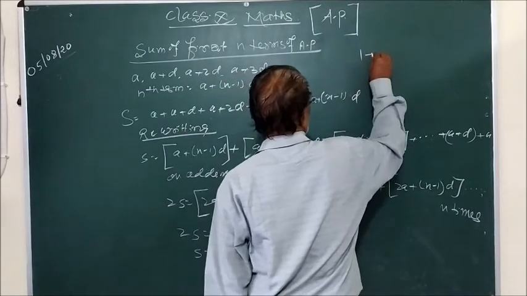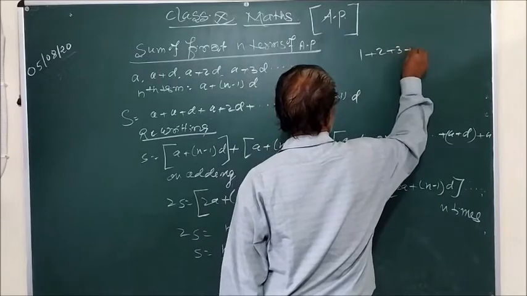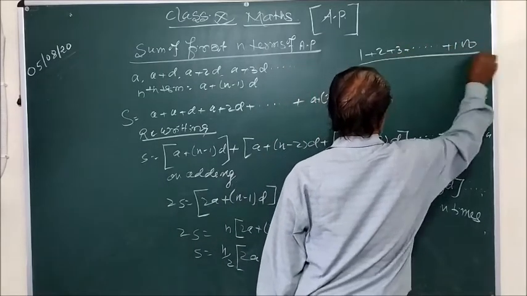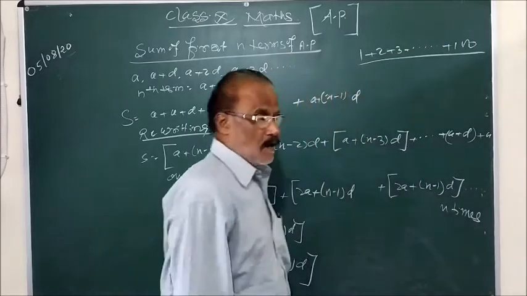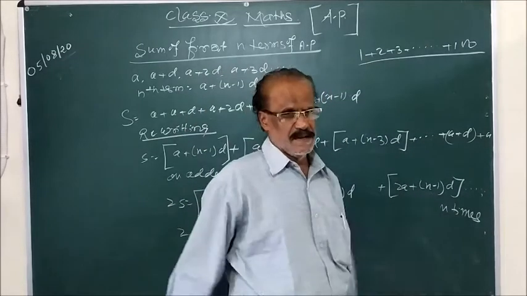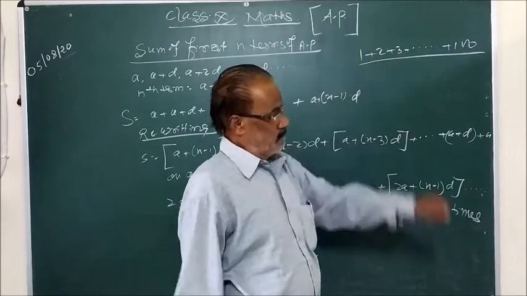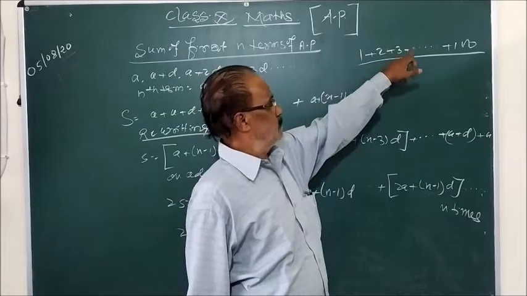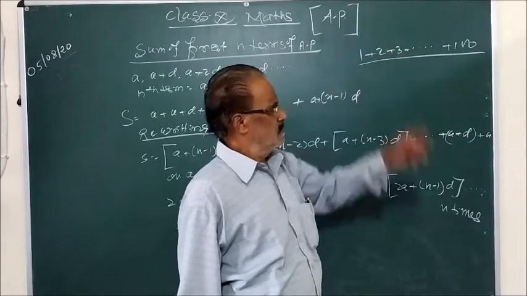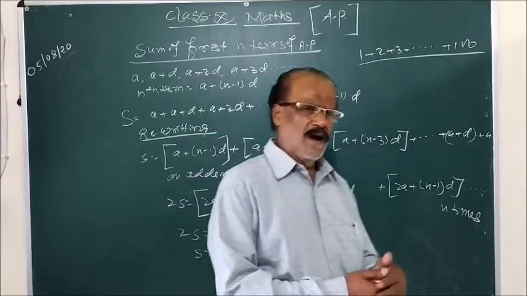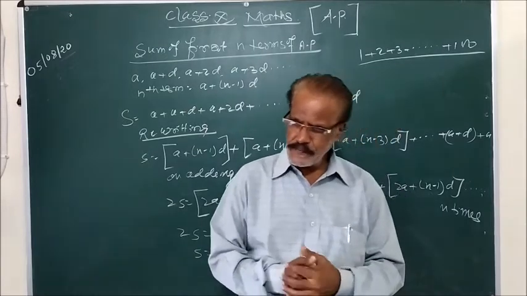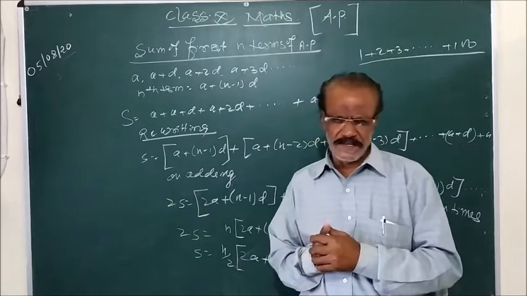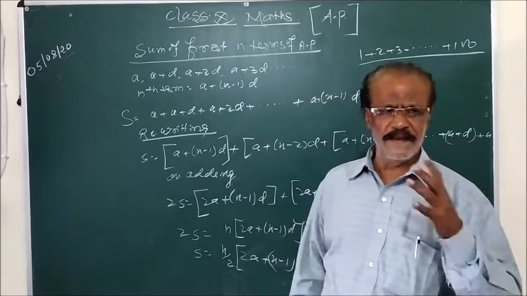Suppose 1 plus 2 plus 3 plus dash dash plus 100. If I ask you, what is the sum of these numbers? These are in AP. So you have to find the sum 1 plus 2 plus 3 plus 4 plus dash dash plus up to 100. How will you find it? It is a difficult task. Also we can find the sum.